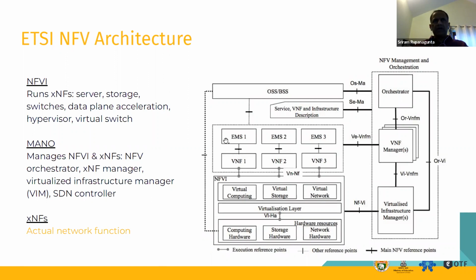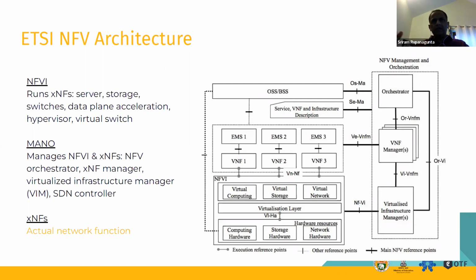So another introduction is the reference architecture that you might have seen in some of these ETSI presentations. Again, just from a terminology point of view, there are three layers that you can think of. One is the NFVI, or NFV infrastructure. This is the infrastructure: servers, storage, switches. So this is the physical infrastructure. And then you have a hypervisor running on that to provide the virtualized infrastructure.